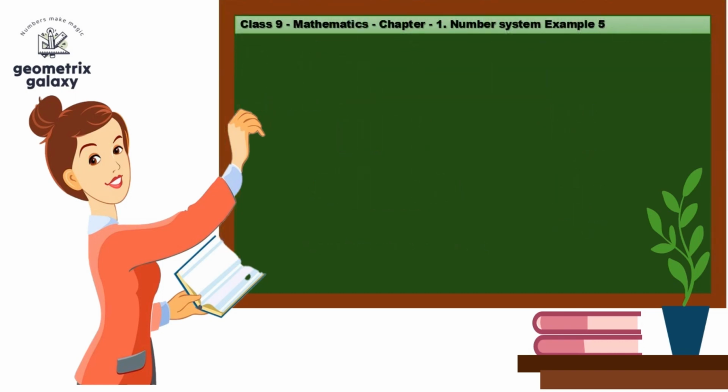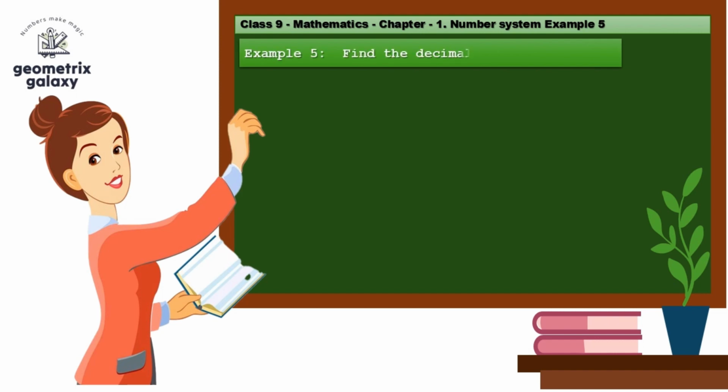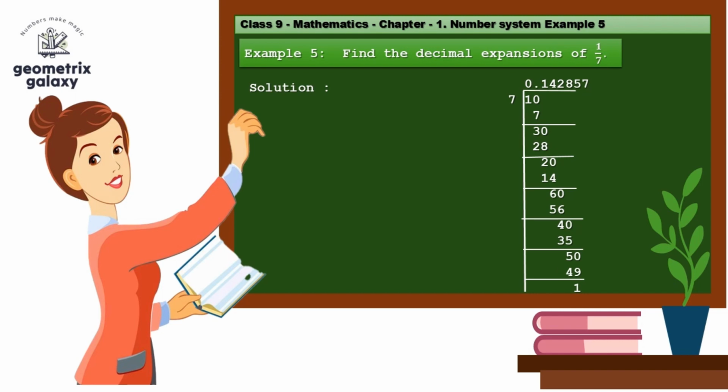Now, this is the third subdivision of example 5. Find the decimal expansion of 1 by 7. As we did in the previous two cases, we have to do the normal division. Just we have to divide 1 by 7. So we are getting the answer as 0.142857. But it is not coming to an end.